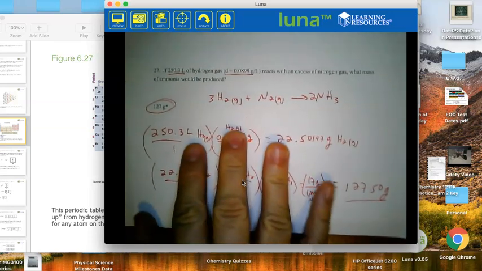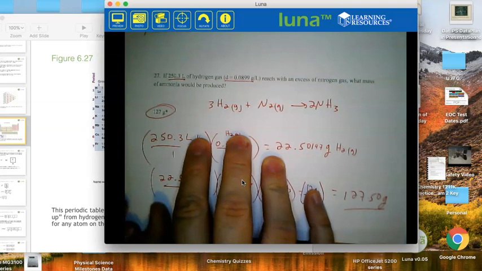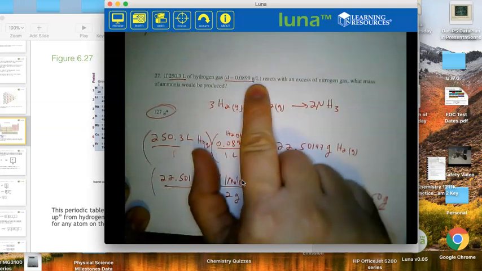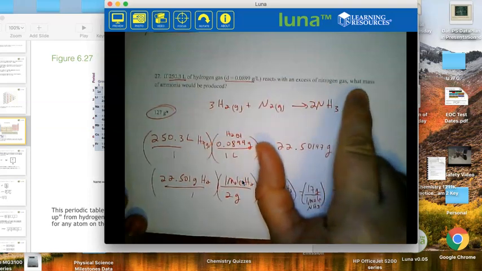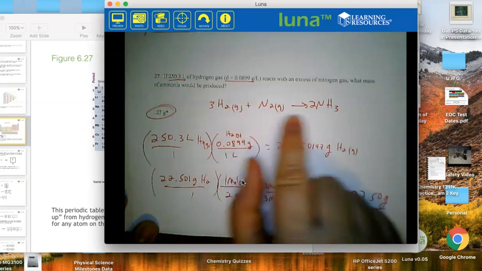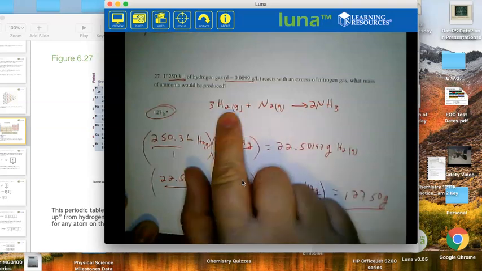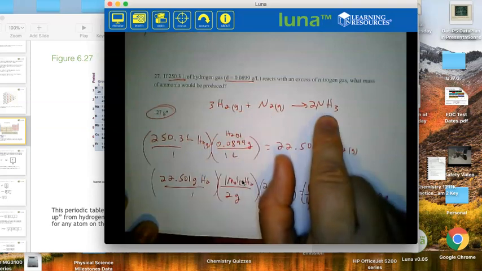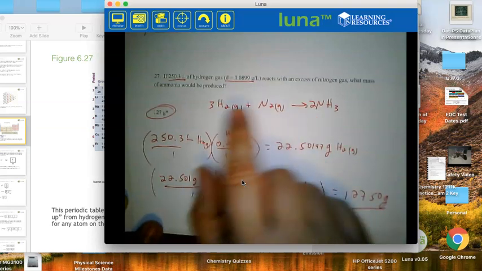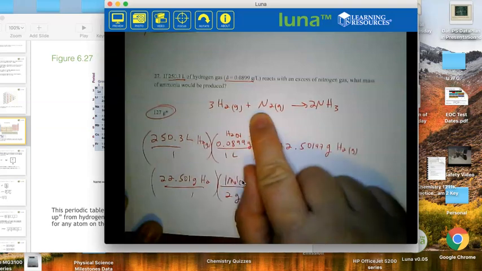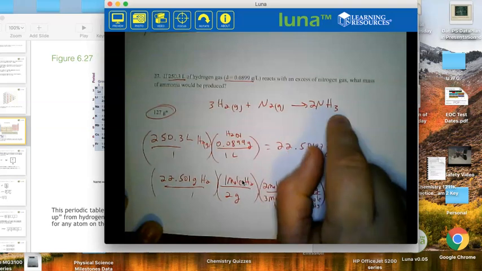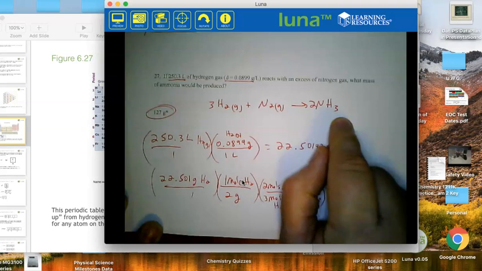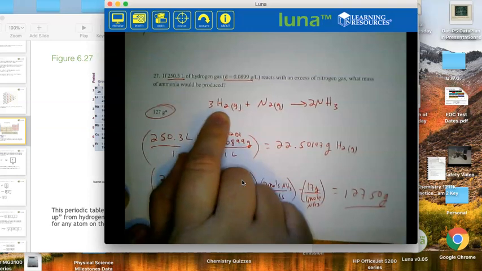Number 27, here we have a volume of hydrogen gas, density of the gas, reacts with excess nitrogen gas, what mass of ammonia would be produced. So you're having to write out this chemical equation. We have hydrogen and nitrogen, they're both diatomic molecules, and we have formation of ammonia. Then I have to add these coefficients because here I have 2 nitrogen atoms, but here I only have 1. So I have to add a 2 there to make 2 nitrogen atoms, and that affects my hydrogen number as well. So 2 times 3 is 6 hydrogens on the right-hand side. So I have to put a 3 here in order to balance out the hydrogens to make 6 on the left-hand side.